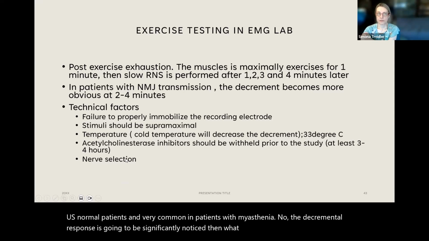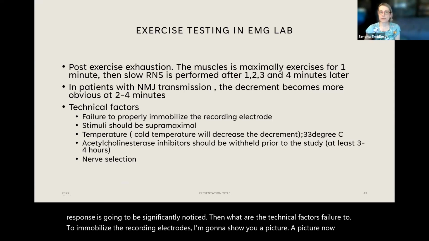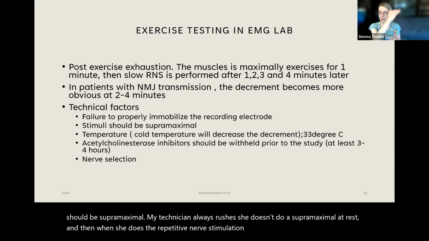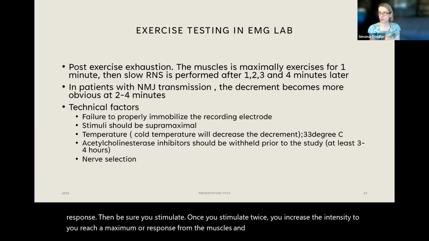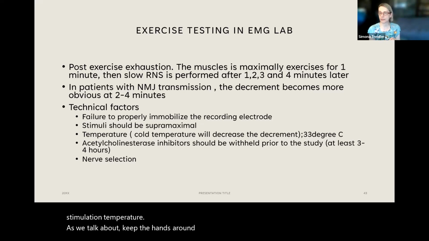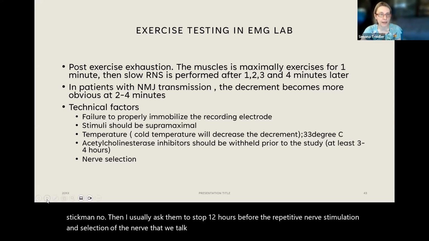Then what are the technical factors? Failure to immobilize the recording electrodes. I'm going to show you a picture. Stimuli should be supramaximal. My technician always rushes. She doesn't do a supramaximal at rest, and then when she does the repetitive nerve stimulation, she can see an incremental response. So be sure you stimulate once, you stimulate twice, you increase the intensity till you reach a maximal response from the muscles, and then you do repetitive nerve stimulation. Temperature, as we talked about, keep the hands around 32, 33 degrees Celsius, and stop pyridostigmine. I usually ask them to stop 12 hours before the repetitive nerve stimulation. And selection of the nerve, that we talked about prior, which nerve you should select.